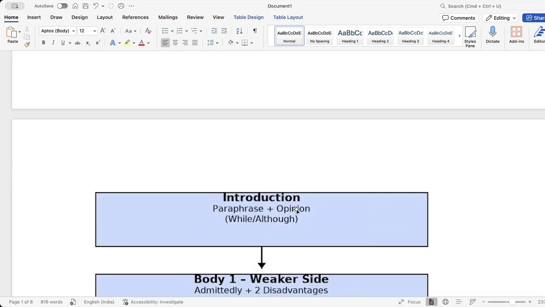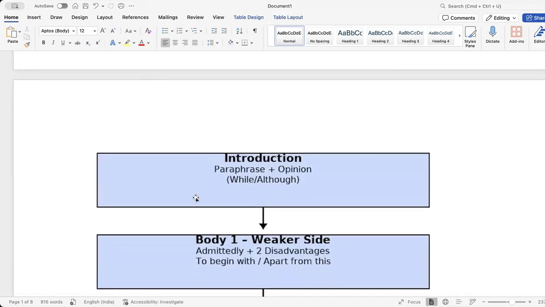Now, the opinion would be whatever the question is asking me. In this case, they're asking me, are the advantages more or are the disadvantages more? क्या ज़्यादा है? फायदे ज़्यादा हैं कि नुकसान ज़्यादा है? That's all that I'm going to write. One sentence. But I'm going to write it using while and although because they come off as impressive. These words make your writing more impressive. They are complex structures. Complex structures make your writing more impressive. So we are going to write this opinion using while and although.